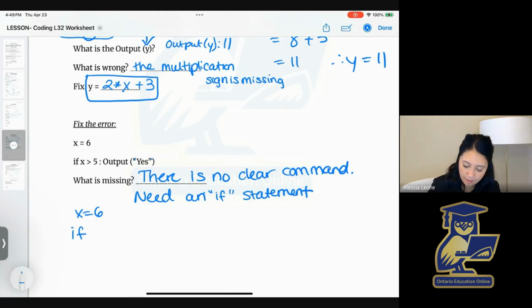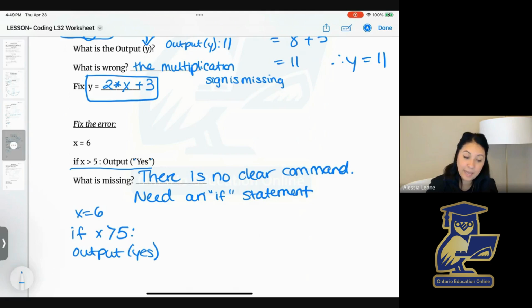If x is greater than 5, on the next line underneath, we write output. They put it all on one line. This output yes should be on the next line. It's a separate command. These are all separate lines.